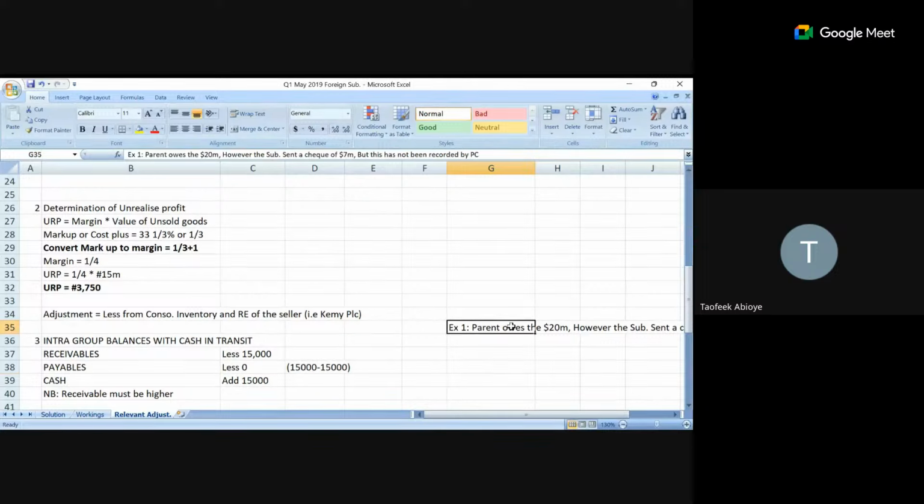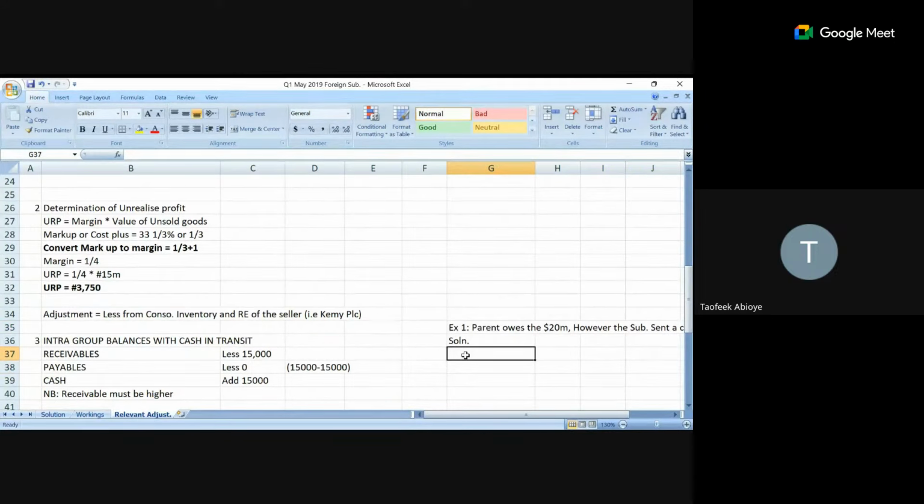So assuming this question is a small question, now let's treat it. If I treat this example now, everybody will understand what I'm saying. Cash in transit is very, very simple, but if you don't get the trick, there will be problems. Now, parent owes subsidiary 20 million. However, the subsidiary has sent 7 million. So this is the adjustment.